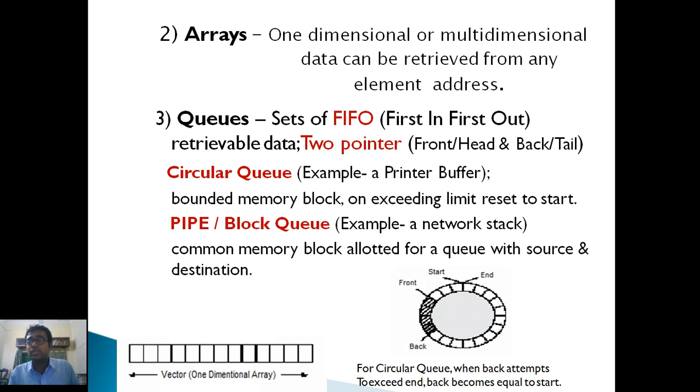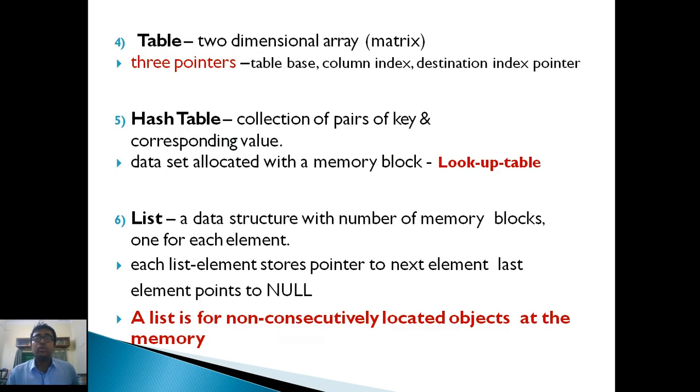On exceeding the limit, it resets to the start. Pipe, block queue, example: network stack. A common memory block is allotted for a queue with source and destination. This is also known as a block queue. Let's go to the next slide. Table: a 2-dimensional array with 3 pointers, table base, column index and destination index pointer.